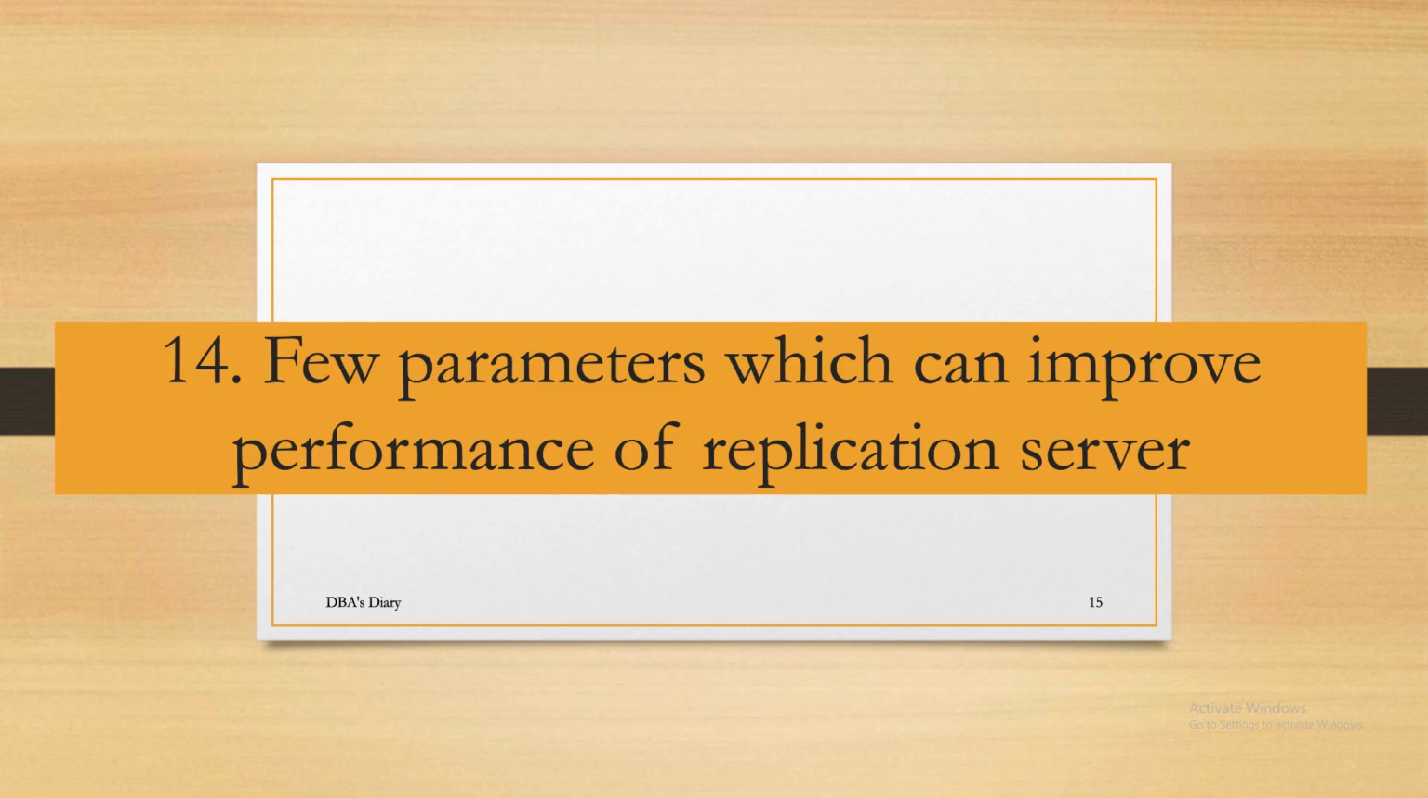Few parameters which can improve performance of replication server. So first is memory limit. That is one thing that you can increase, and that will allocate more memory to your replication server. Then you have SQT cache size. Then you have block size, and a few more parameters are there.